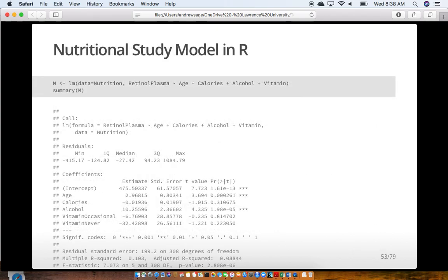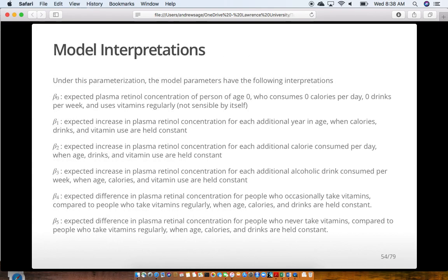If we go back to the LM output in R, notice that only the coefficients on alcohol use and age are statistically significant. So we only have evidence of a relationship between age and retinol plasma concentration and alcohol and retinol plasma concentration after we account for the other variables present.